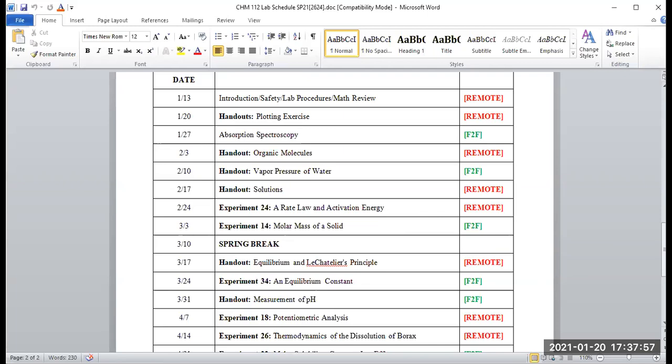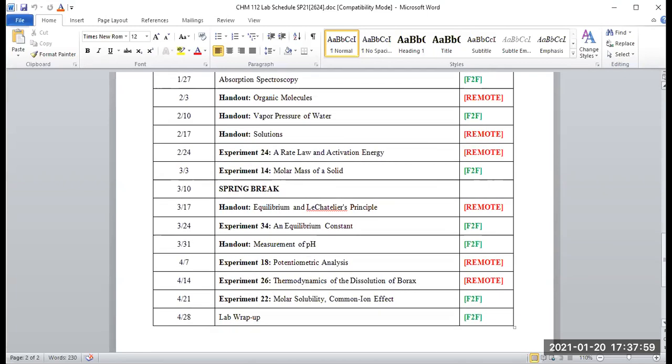When you come back from spring break, you will have the equilibrium Le Chatelier's one, which again is like a video and a worksheet kind of thing. Then you'll see me 2 weeks in a row, and then we skip 2 weeks in a row, and we end with molar solubility.